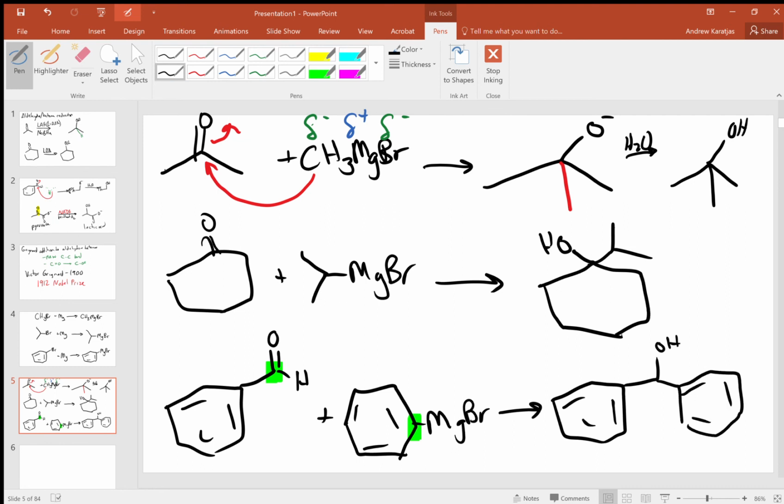So very useful synthetically. Again, it makes a new carbon-carbon bond for us. We can bring in something as simple as a methyl, an aromatic ring, or many other groups. And in addition to that, it then leaves us with an alcohol that we can use to do further reactions from there.